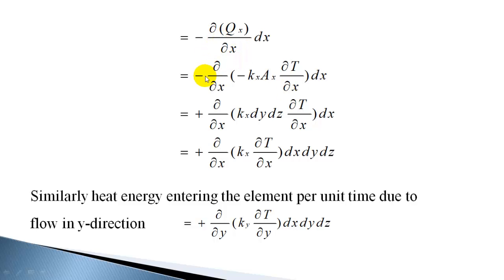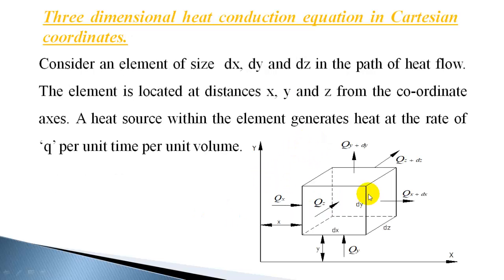So minus of minus will become plus. You can write kx, area ax. Ax is the area in the direction normal to the x direction. This is the area: dy dz. So the area of that face is dy dz.